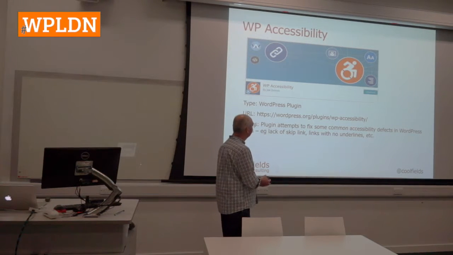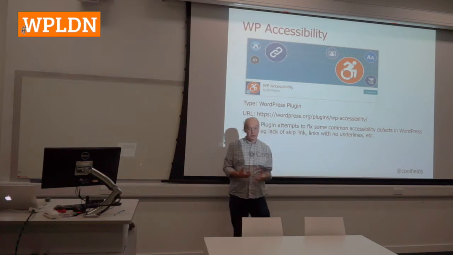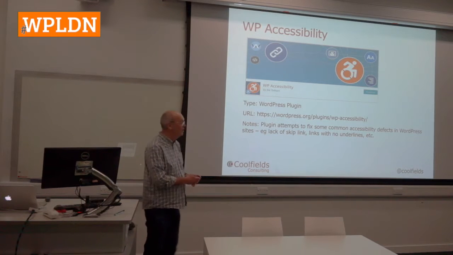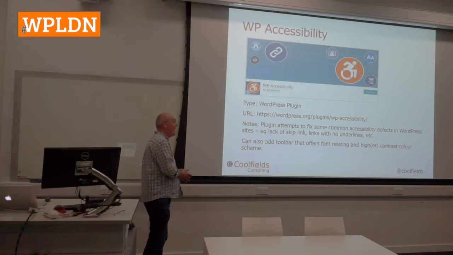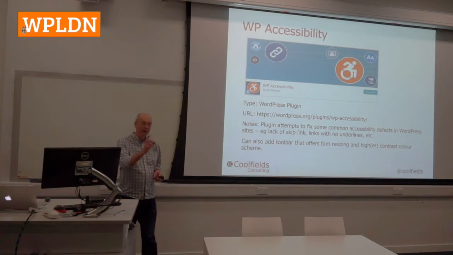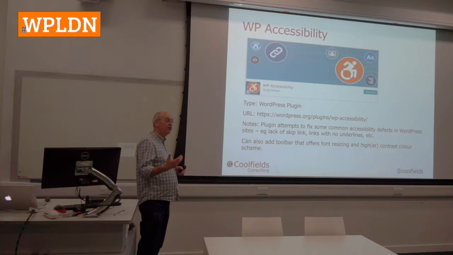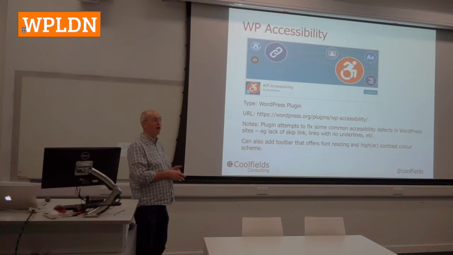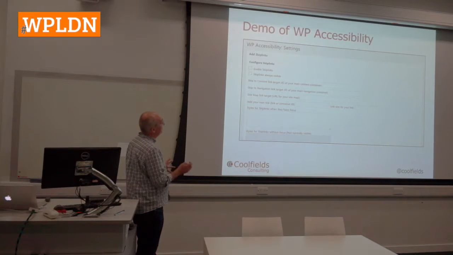It can fix a few things like lack of skip links, or if you've got links that don't have underlines, which of course provides a cognitive issue for many people. And it also can add, if you want to, a toolbar, you put it on the right or left side, that can actually toggle like high contrast mode on the website, or also make the text bigger as well for people with poor vision. And I'll demo that in a moment.